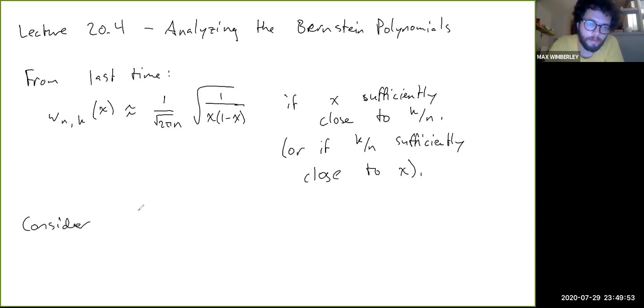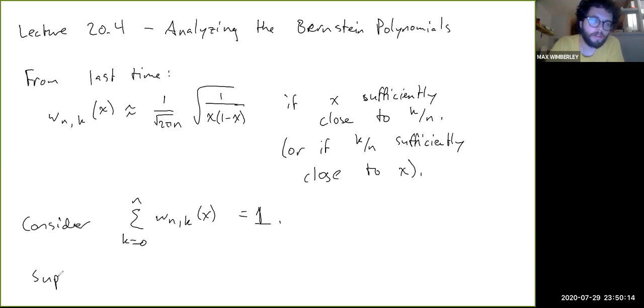So then what I want to show you is, consider the sum from k equals 0 to n of n choose k times W_{n,k}(x), which we showed was 1 before.